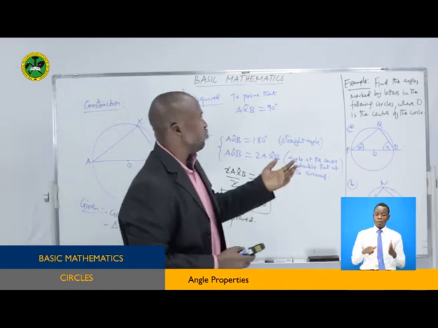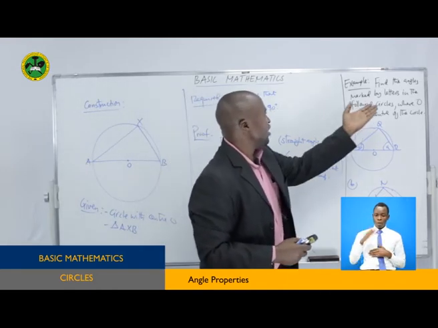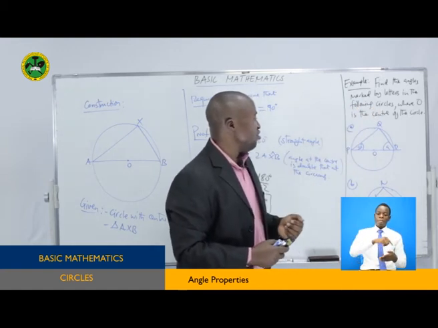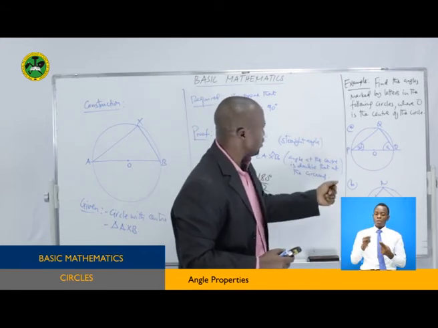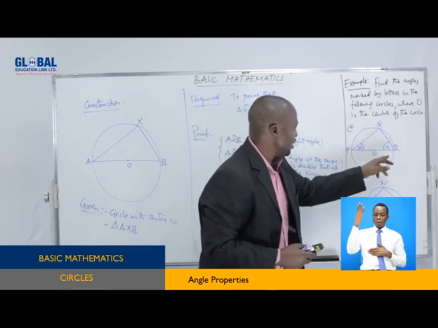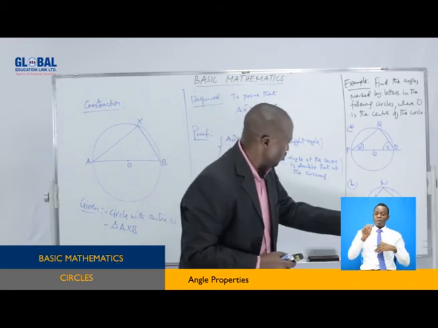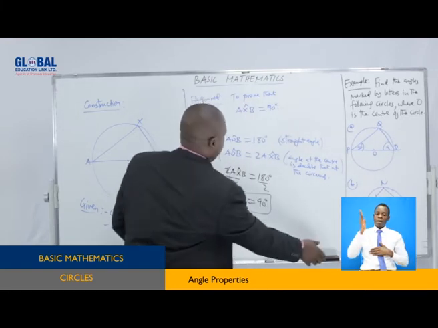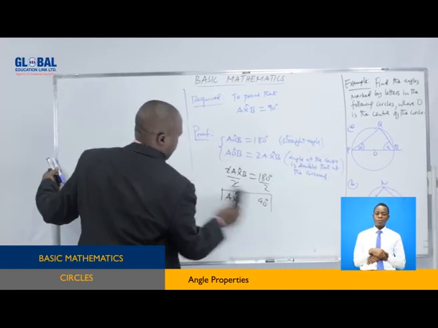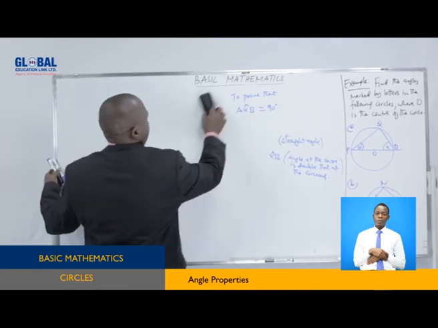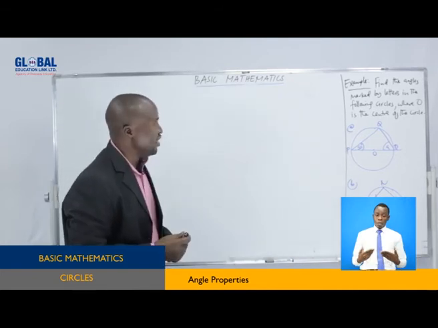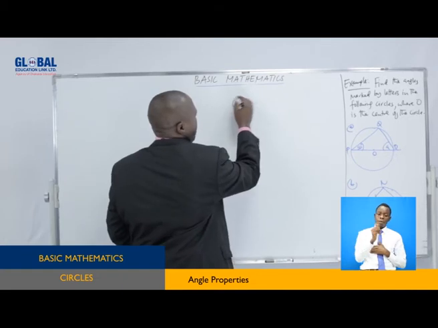So students, we have a review question that is, find the angles marked by letters in the following circles, where O is the center of the circle. So here we are having two circles, that is A and B. Now we are supposed to find angle A, but also angle B.